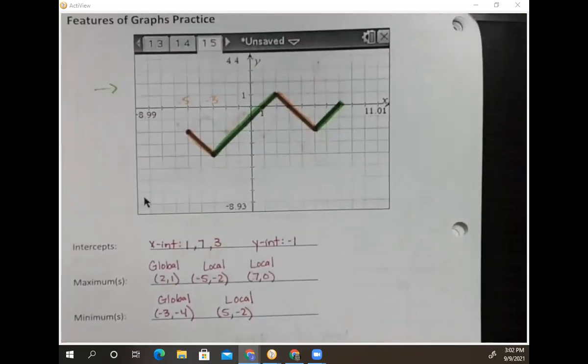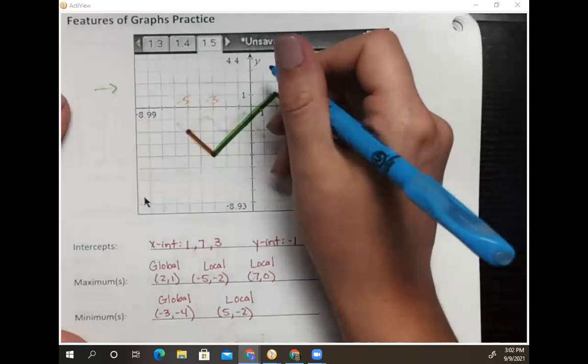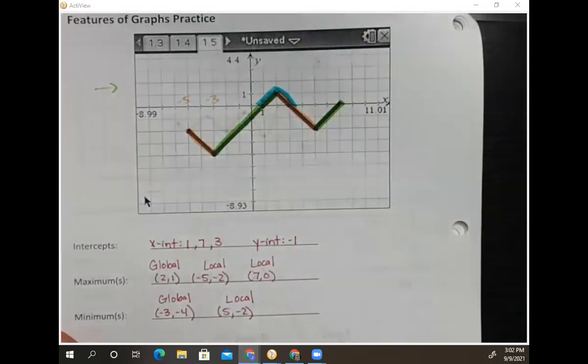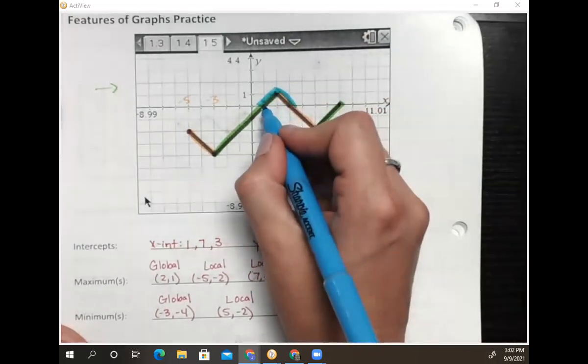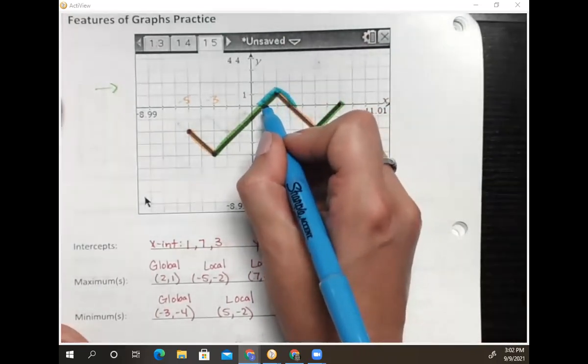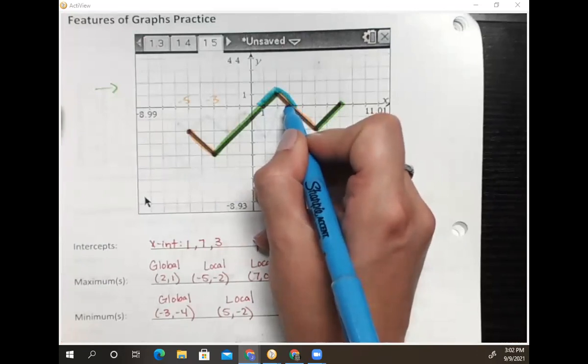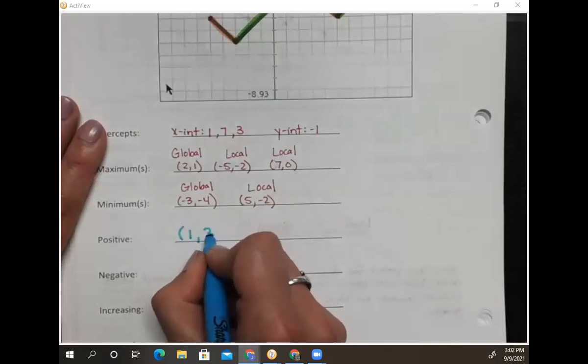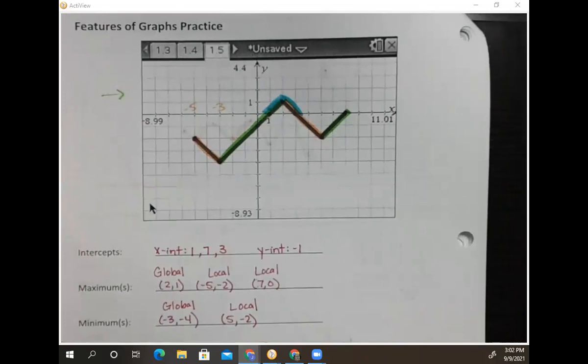And now let's talk positive and negative. Remember, positive is where I'm above the x-axis. So the positive section of this graph would be this part right here. That's the positive interval for this graph. So we name them the same way. It starts at 1 and ends at 3. Does that make sense? Positive interval from 1 to 3. And that's actually the only section of this graph that's above the x-axis. So that's the only positive section of this graph.